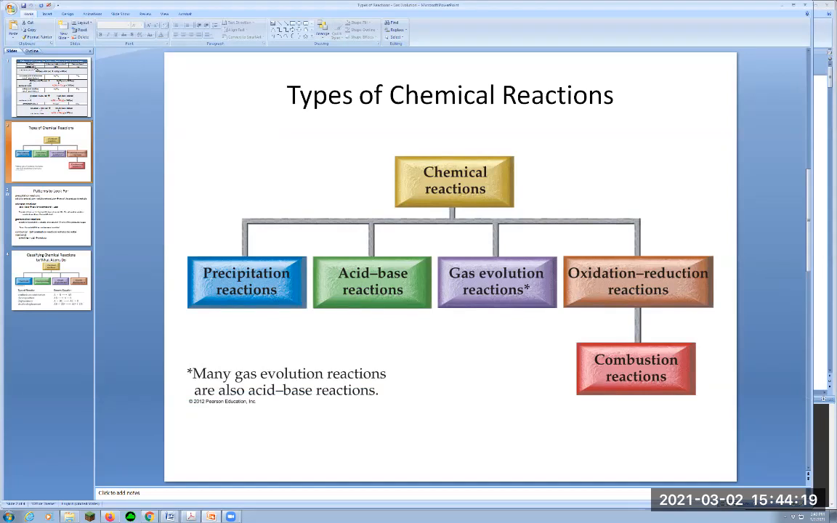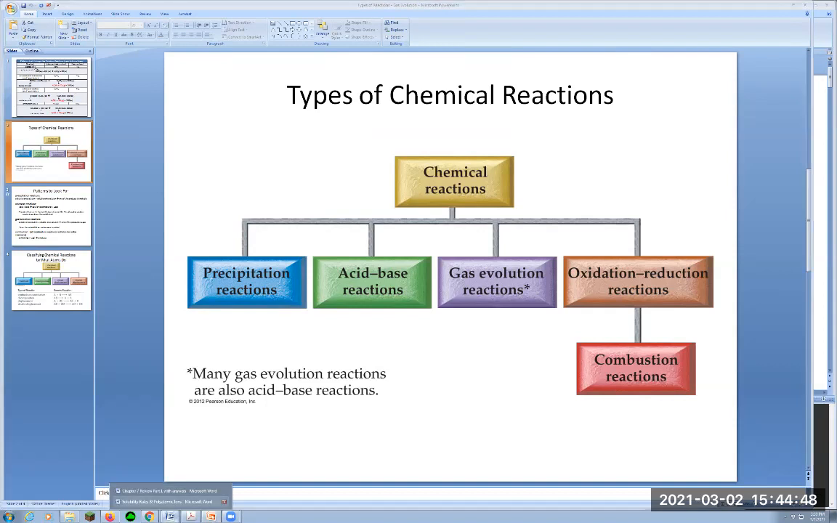And so for the precipitation reaction here, the driving force is the formation of a solid. For the acid-base reaction, it's the formation of water. For the gas evolution reaction, it's the formation of a gas. And so every time here, you're starting with 2 aqueous solutions. And the driving force for oxidation reduction reaction is the transfer of electrons.